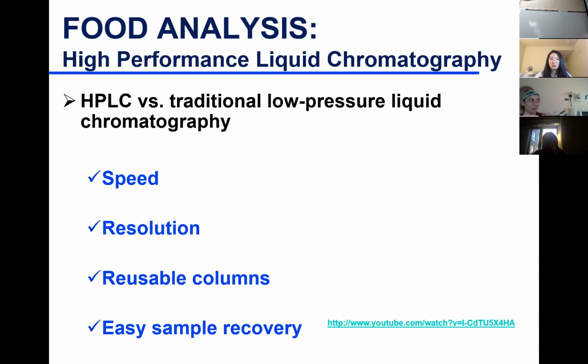And then you get easy sample recovery because you have good separation and resolution. You can collect purer peaks. Usually in low pressure liquid chromatography, your peaks are not sharp and you have overlap, and the peaks might not be pure.